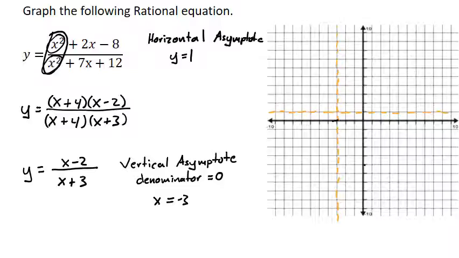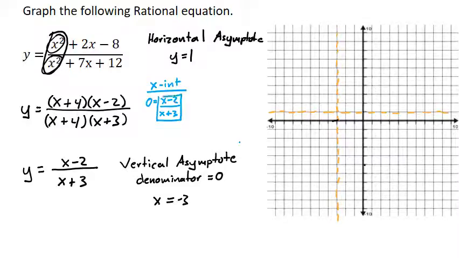Okay, to find my x-intercept, I plug 0 in for y. Now, it makes it really easy to use the fully simplified form to find your x and y intercepts. So to find your x-intercept, you plug 0 in for y. That's 0 equals x minus 2 all over x plus 3. Now, here's a quick trick.